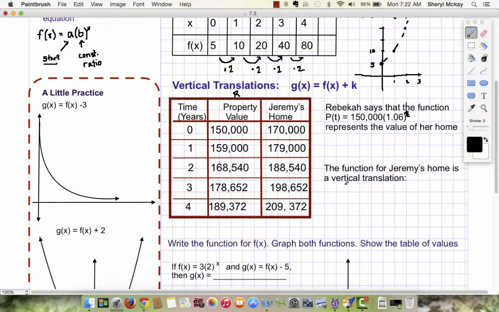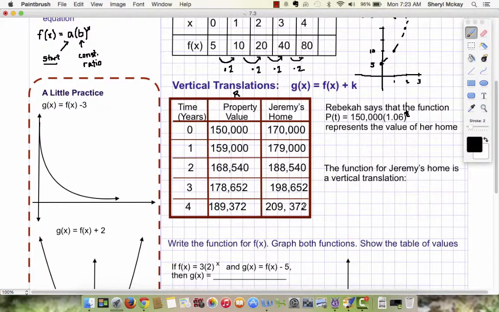All right. Now, Jeremy says that his home is always worth $20,000 more than Rebecca's. It's just the way it is. Where his home is, it's always worth $20,000 more. So here's the value of Jeremy's home. At 0 years, it's 170,000. At 1 year, 179,000. 2 years, 188,540. At 3 years, 198,652. And at 4 years, 209,372.